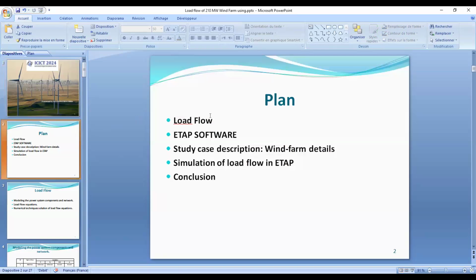The first step in the project plan is to perform a load flow analysis. The analysis will be run to evaluate the performance of the electric system by ETAP software, and the details of the wind farm data study will be provided. In ETAP, the load flow will be simulated, taking into account various parameters and scenarios related to the operation of the wind farm. Finally, the conclusions drawn from the load flow analysis will be summarized.